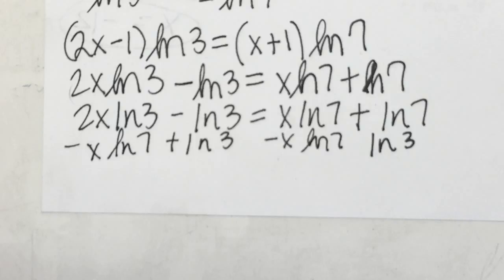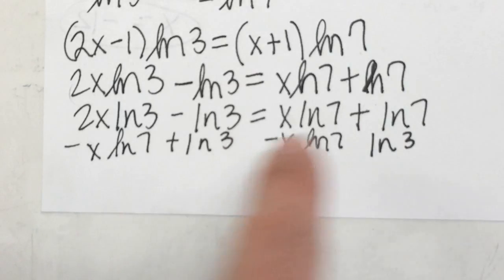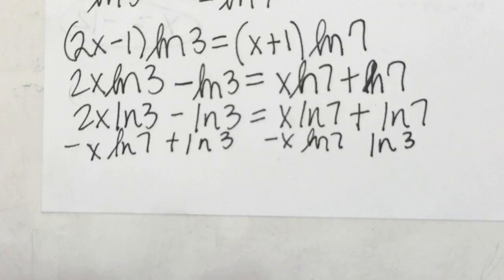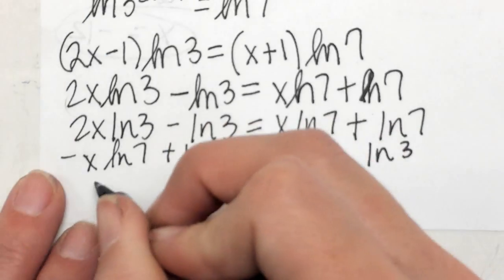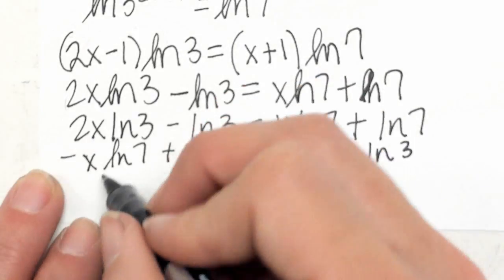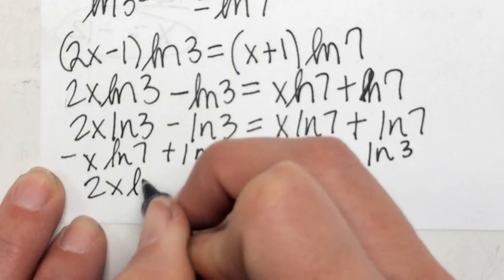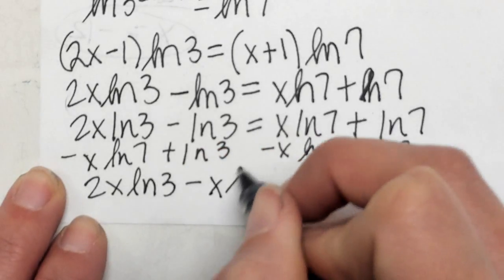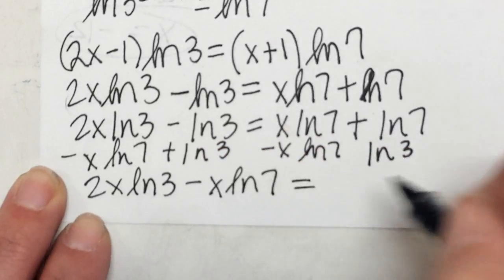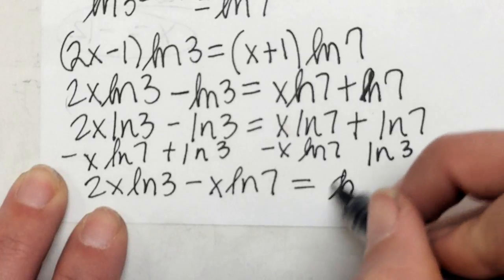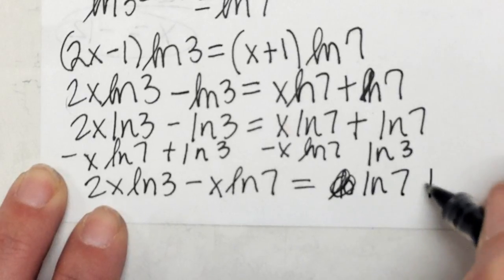Now we can't combine these. We can't just say x ln 7 and ln 10. But this is what we can do. We can group them. So here's what I mean. Let me rewrite it first. 2x ln 3 minus x ln 7 equals ln 7 plus ln 3.